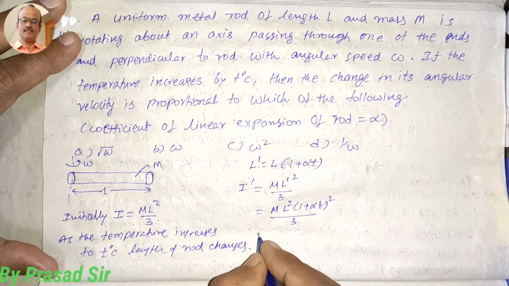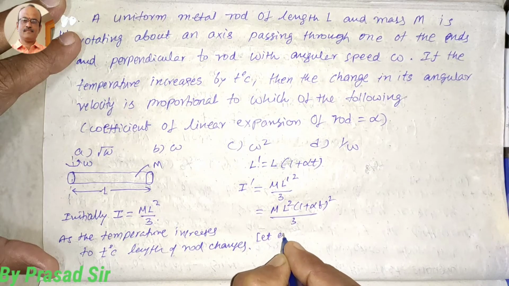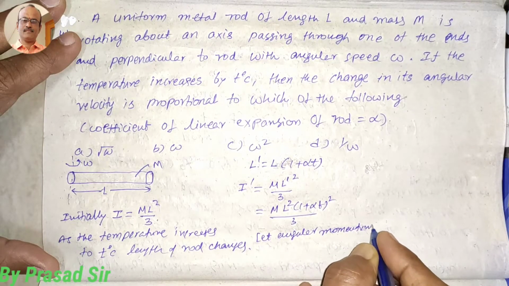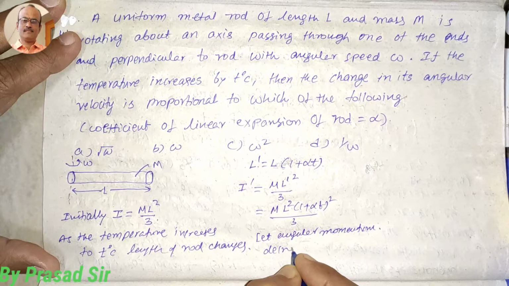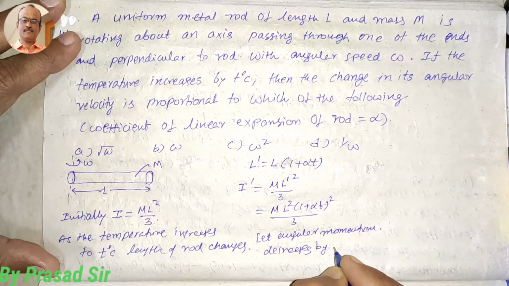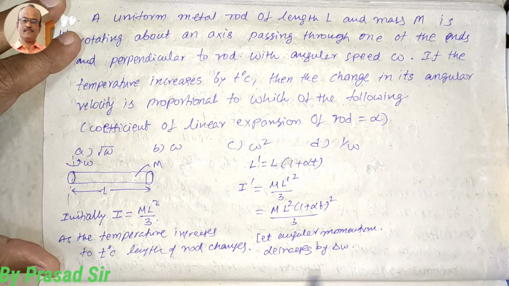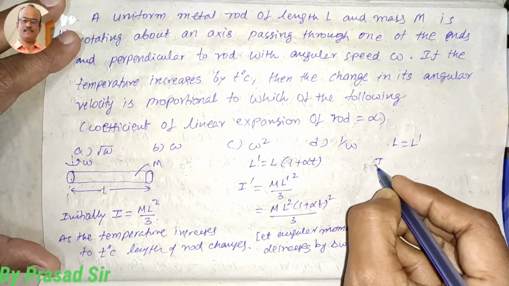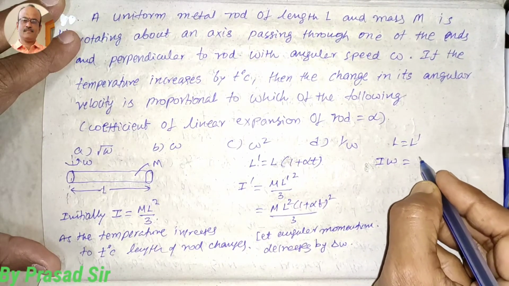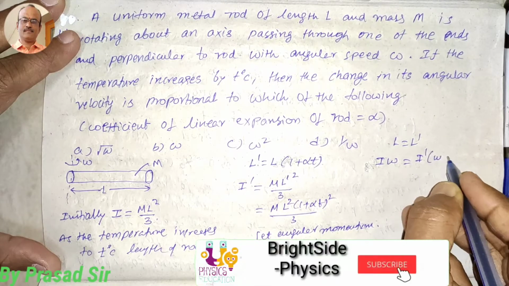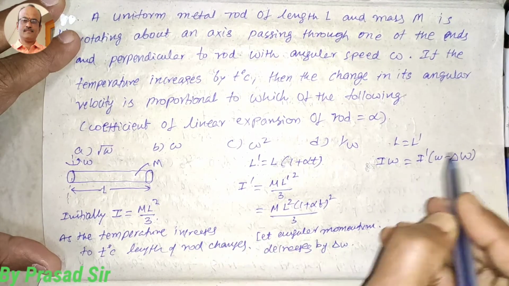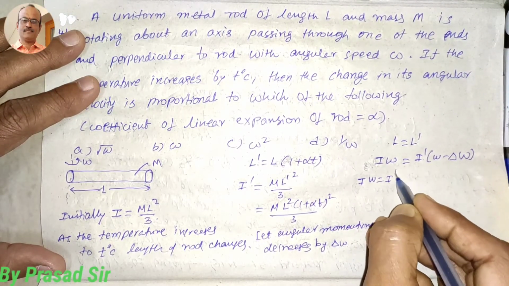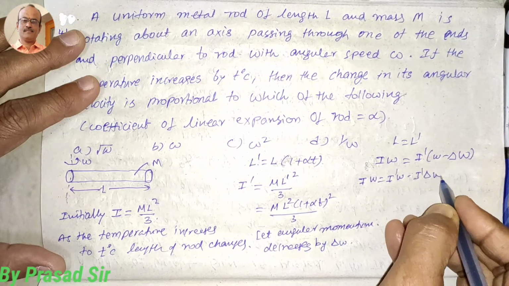Then what happens here? First of all, it is rotating. So let the angular velocity decrease by delta omega. By conservation of angular momentum, L is equal to L dash. L means I omega. L dash means I dash times (omega minus delta omega). Then I omega is equal to I dash omega minus I dash delta omega.